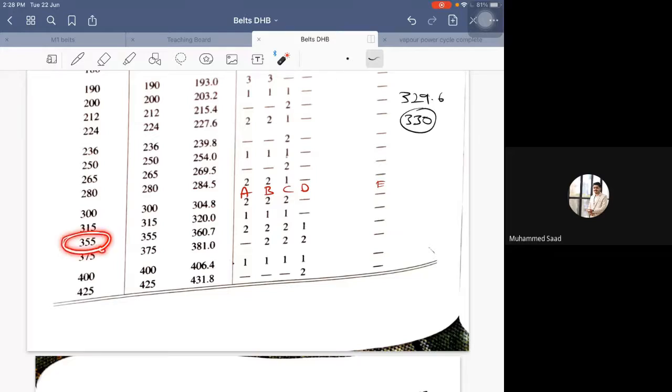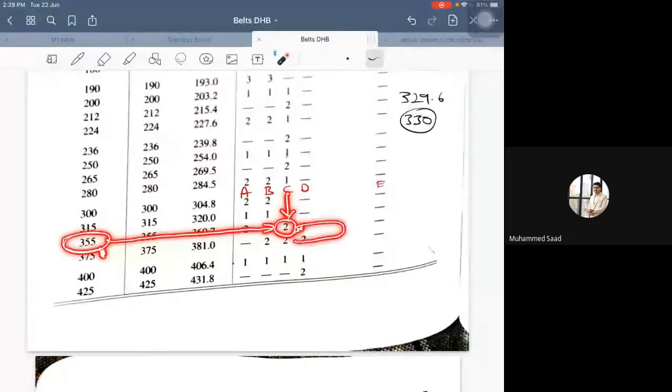Now, what is the condition I'm telling you? Based on the belt that you have selected, for that particular belt, the preference has to be 1. So what is your belt selected here? C. The belt selected is C. Now look for C. What is the preference given? 2. So 2 is not allowed. Only 1 is allowed. Next, go for the next option.